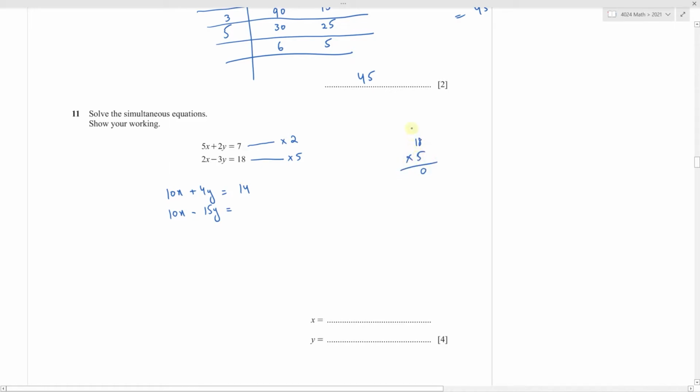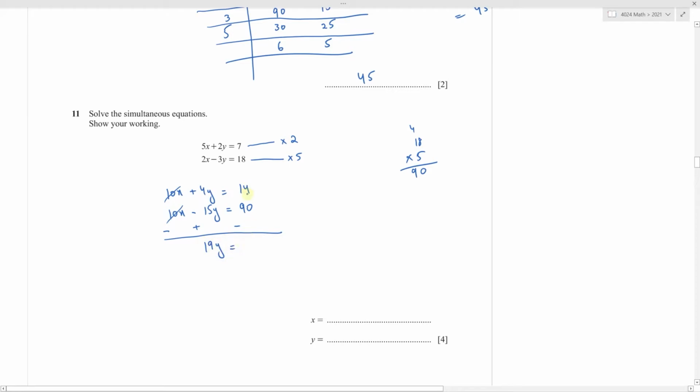8 times 5 is 40, 4 carry, 5 under 4, 90. And then I'll subtract this second equation from the first one. So all the signs of the second equation will switch. This will become minus, this minus will become plus, this plus will become minus. So 10x minus 10x is 0, so these will cancel out. 15 plus 4 will be 19y.